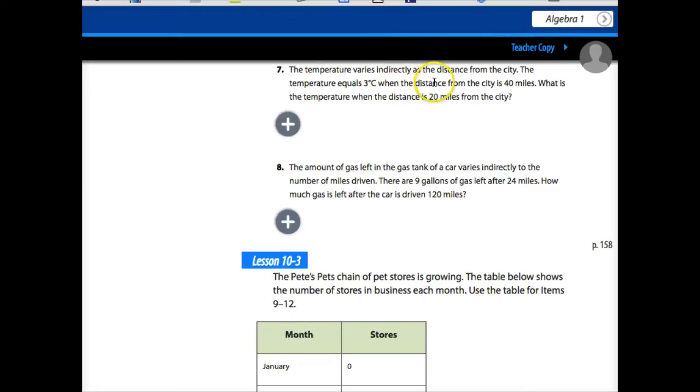So this one says vary indirectly. Temperature varies indirectly as distance from the city. The temperature equals 3 degrees Celsius when the distance from the city is 40 miles. What is the temperature when the distance is 20 miles from the city? As I look at this, I know that they've given me an x and a y value, that the temperature is 3 when the distance is 40. So that means I need to know k.